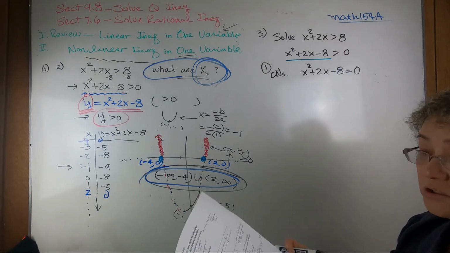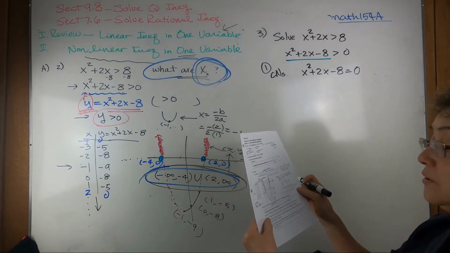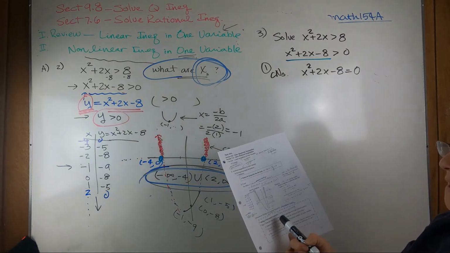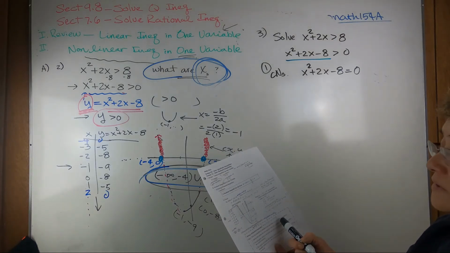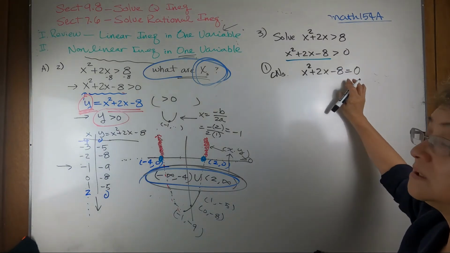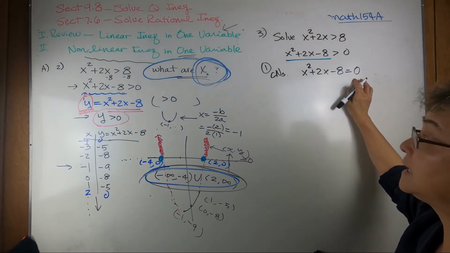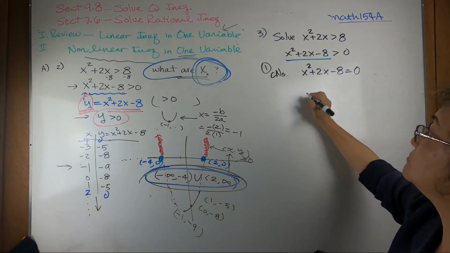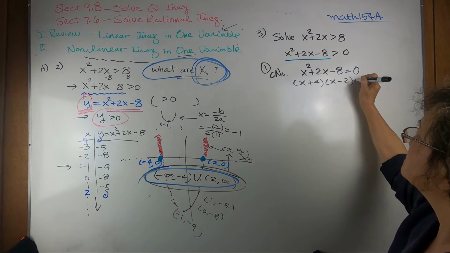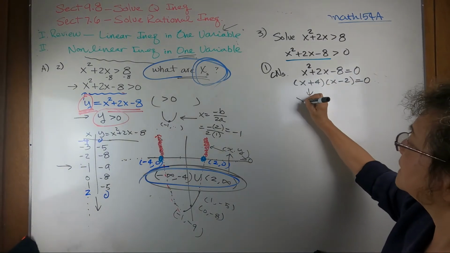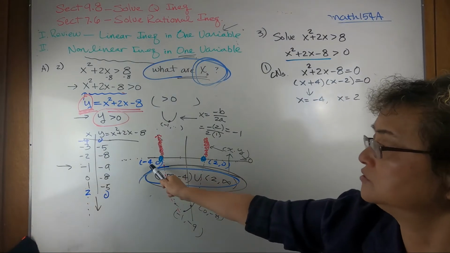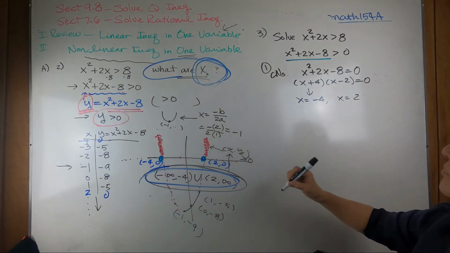Okay, so I'm looking at the previous page, page 23, the steps we wrote for you. Step 1, write the inequality in standard form and then solve the related equation. Then we solve it to find the critical numbers. So you can factor it, will be x plus 4 times x minus 2, right? So x is negative 4, x is 2. So those are your critical numbers. Look at that, negative 4 and 2, right?